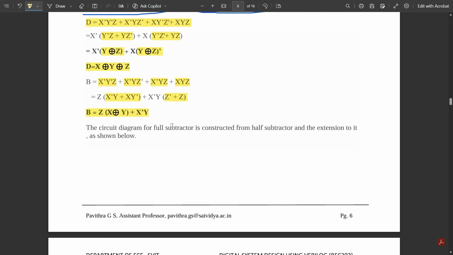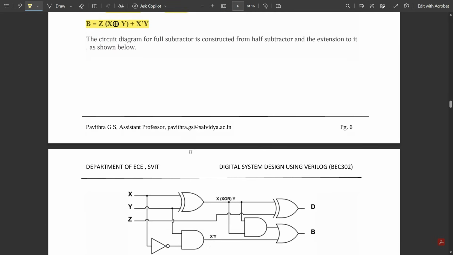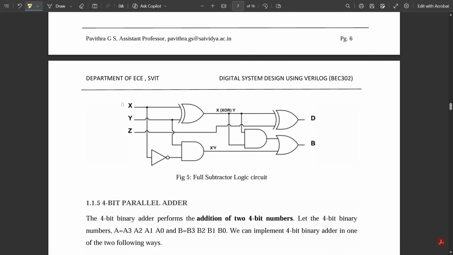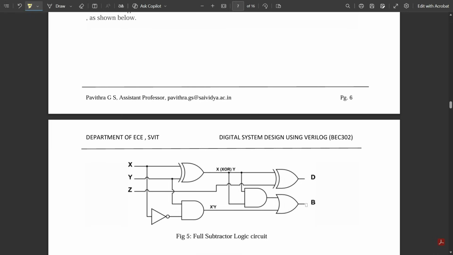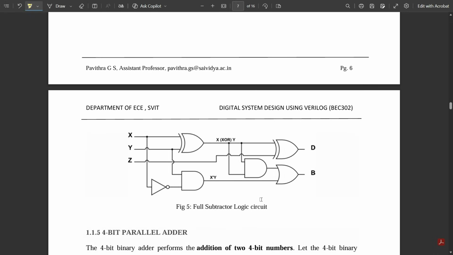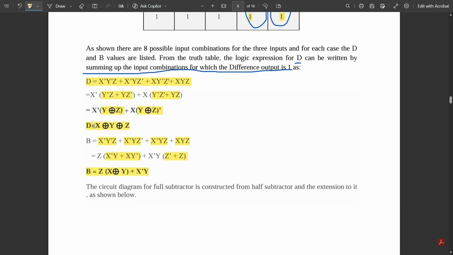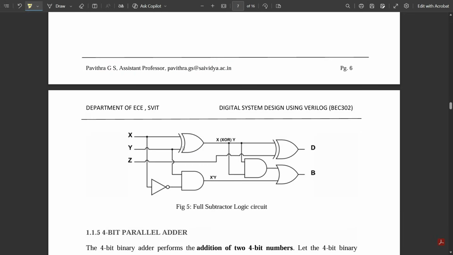So this circuit diagram for the full subtractor is constructed from the half subtractor and the extension to it is given below. This is the basic full subtractor logic circuit with respect to the difference and borrow expressions. Firstly, the difference is x XORed with y XORed with z. These are the three inputs x, y, z. First I've XORed x and y together, and the output for that I've XORed with z here. So that's why you would be getting the complete difference equation.